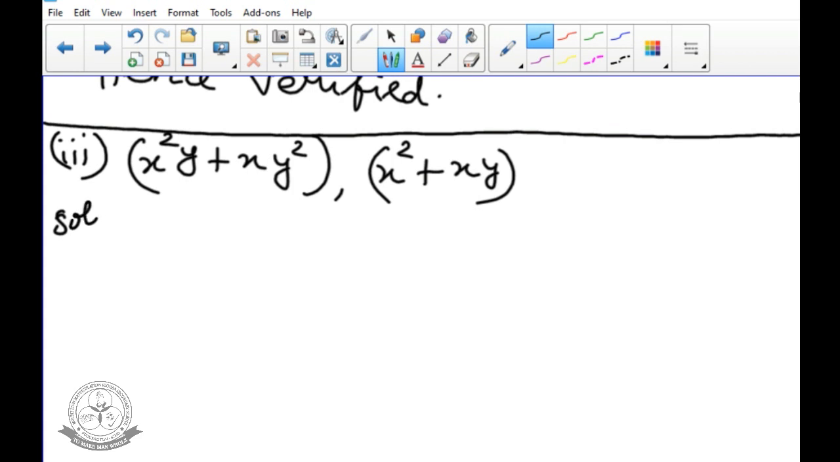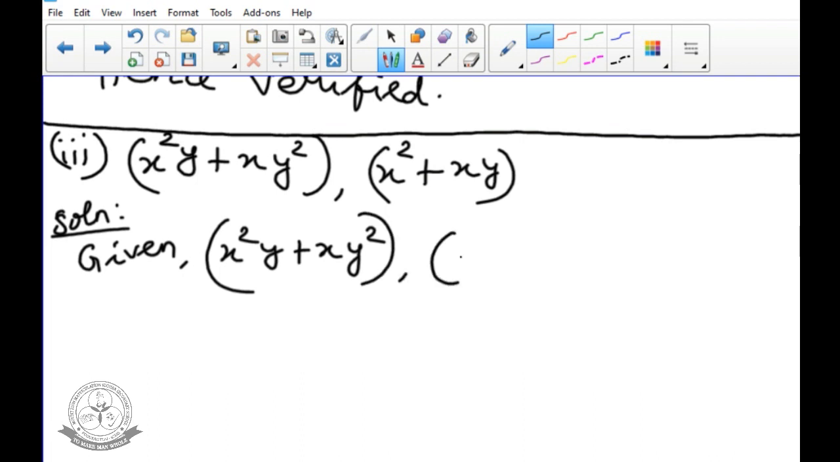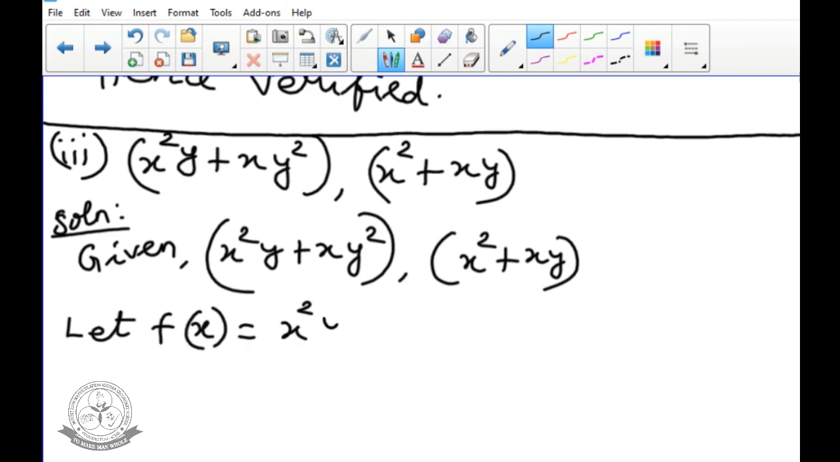First, the solution. Given x squared y plus x y squared, comma, x squared plus xy. This is the given term. The same procedure we have to follow. The first term we assume to be f of x. So let f of x equal x squared y plus x y squared.